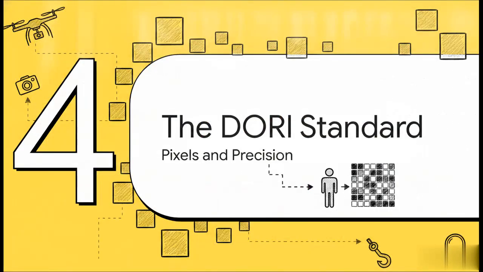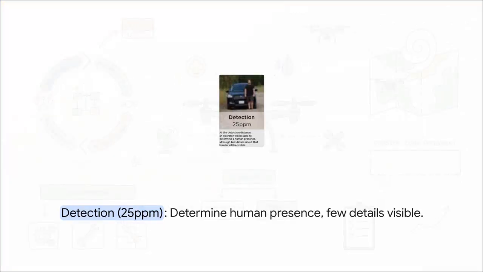Section 4. The DORI standard. Pixels and precision. To hit those requirements, we rely on the DORI standard. First up is detection, at a baseline of 25 pixels per meter. At this resolution, the operator can just barely determine that there is a human presence on the ground.